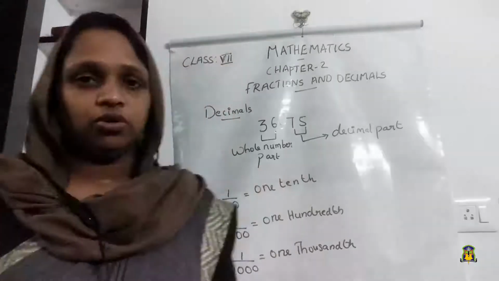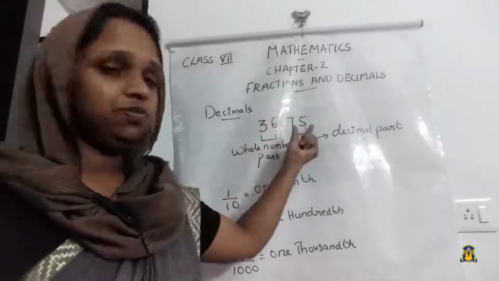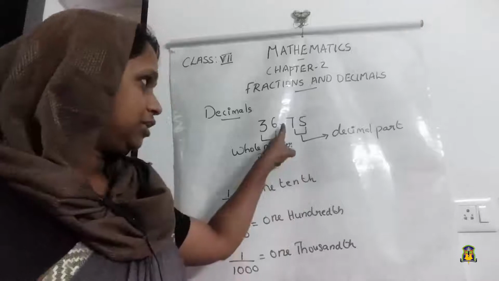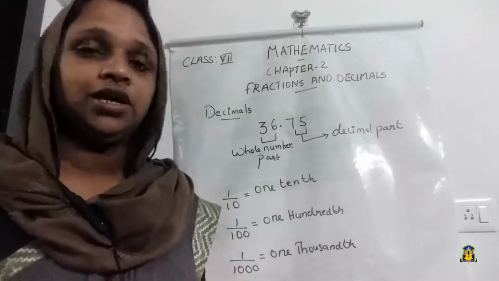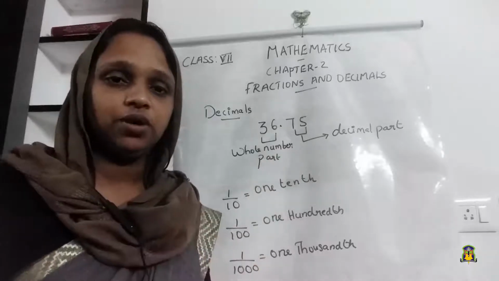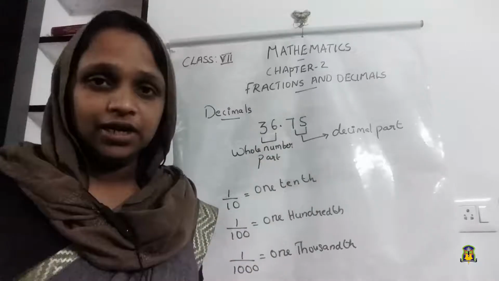Here you are already familiar with decimals. Here there is an example, 36.74. It's a decimal number. You know it. Why? Because this dot represents what? Decimals. So a decimal number divides a number into two parts. They are the whole number part and the decimal part.